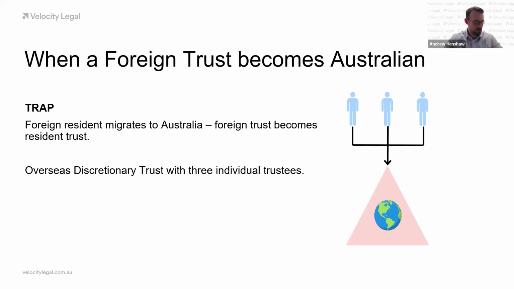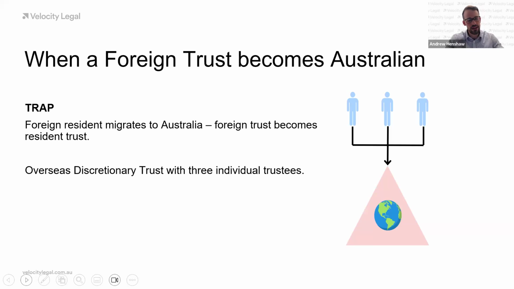But one of the traps is that you could have 3 individuals who are trustees of an overseas trust, and one of them migrates to Australia. The trap is that the trust, because of that one trustee, would become an Australian resident trust. The whole trust. The whole trust, yeah. Even though one person only has moved. Absolutely. So it can be quite disastrous and difficult to reverse out once that's happened.